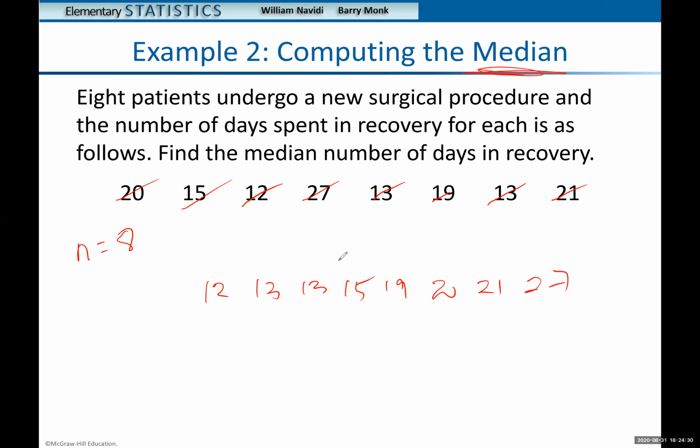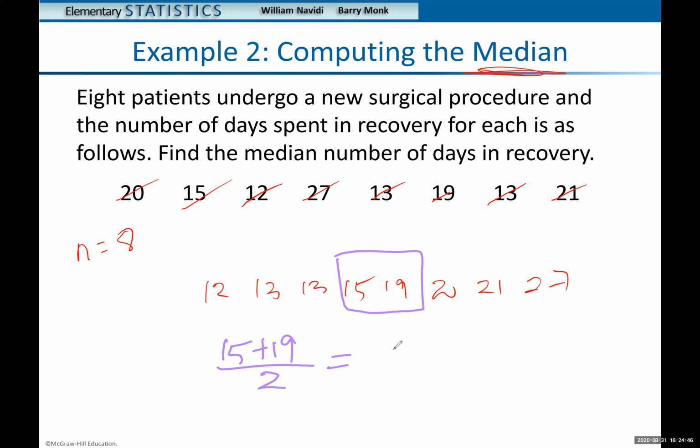15 and 19. There are 3 numbers to the left, 3 numbers to the right. So we have to take the average of 15 and 19. So that is 15 plus 19 divided by 2 is equal to 34 over 2, which is 17. So the median is 17. Very good.